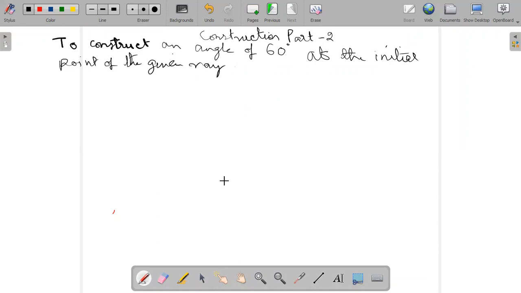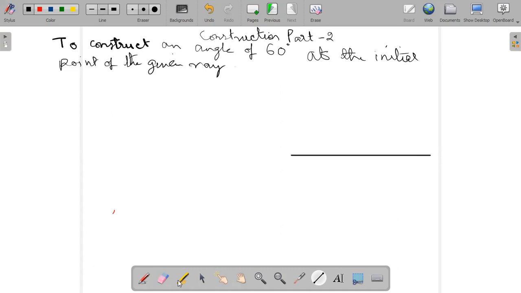not a protractor. So we have to study how many angles we can draw by using a compass only. Here we can draw the 60 degrees. There is a method to draw a 60 degree angle. If a ray is given, you can write the steps of construction also.